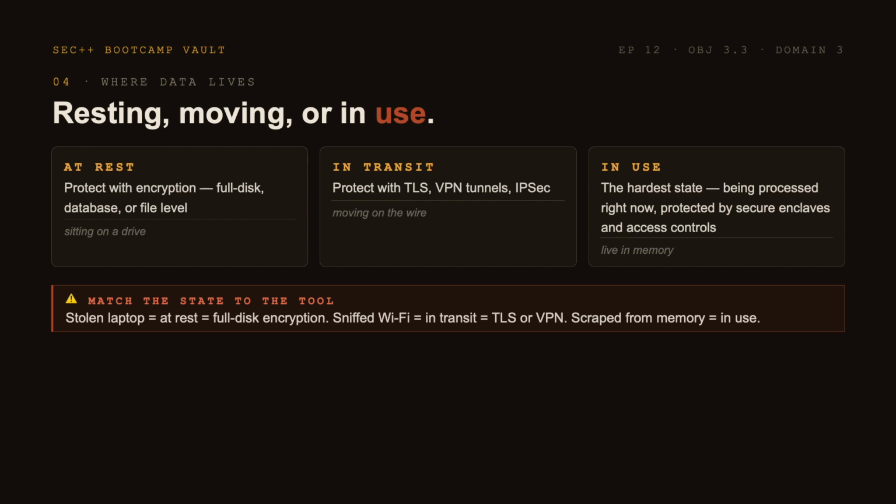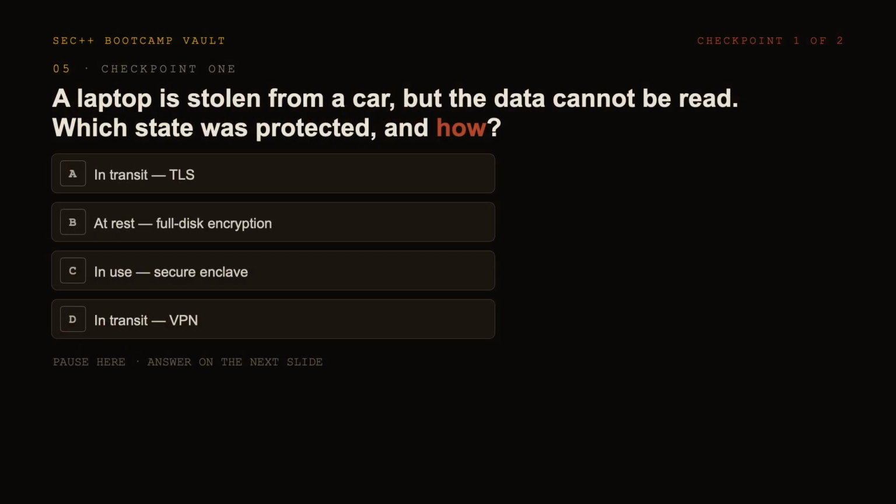The 3 states. Data at rest sits on a drive, and encryption protects it, full disk, database, or file level. Data in transit moves across the wire, and TLS or a VPN tunnel protects it. Data in use is live in memory, being processed right now, the hardest state to protect, guarded by things like secure enclaves and tight access control. The exam question is always a matching game. A stolen laptop is data at rest, so the answer is full disk encryption. Sniffed Wi-Fi is in transit, so TLS or VPN. Scraped from RAM is in use.